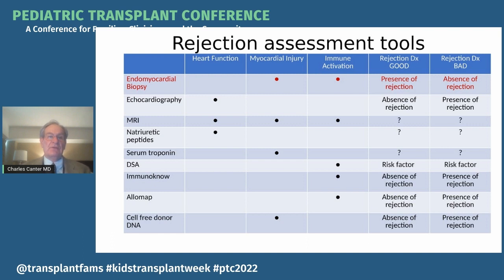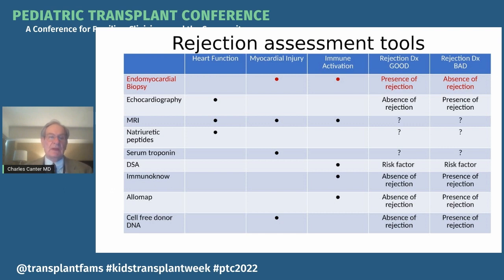Imaging or echocardiogram has been used for the longest time. It's good at measuring heart function and heart size. It's pretty good for showing the absence of rejection, but really not so good for the presence of rejection, because a lot of things can make a heart work better or worse. MRI gives you the same thing, but it can also give you a sense of myocardial injury by assessing edema and scar tissue. There are even some studies suggesting it can show activation of the immune system. But it's just been recently applied to rejection assessments, so I think the results are still somewhat out.